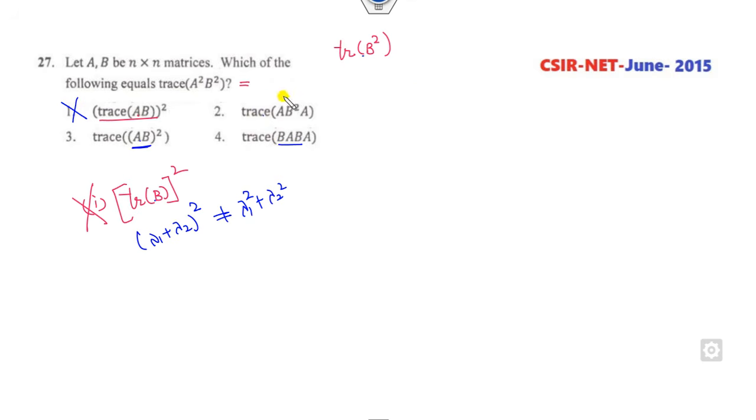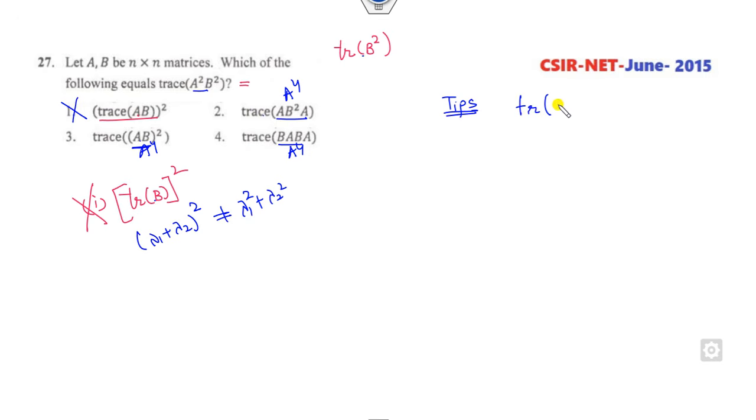Now, what is that? If I consider A is equal to B, both are same. So this is trace of A raised to power 4. This is again A raised to power 4. This is again A raised to power 4. This is again A raised to power 4. So again this example does not help you. Then what is the tip for you?